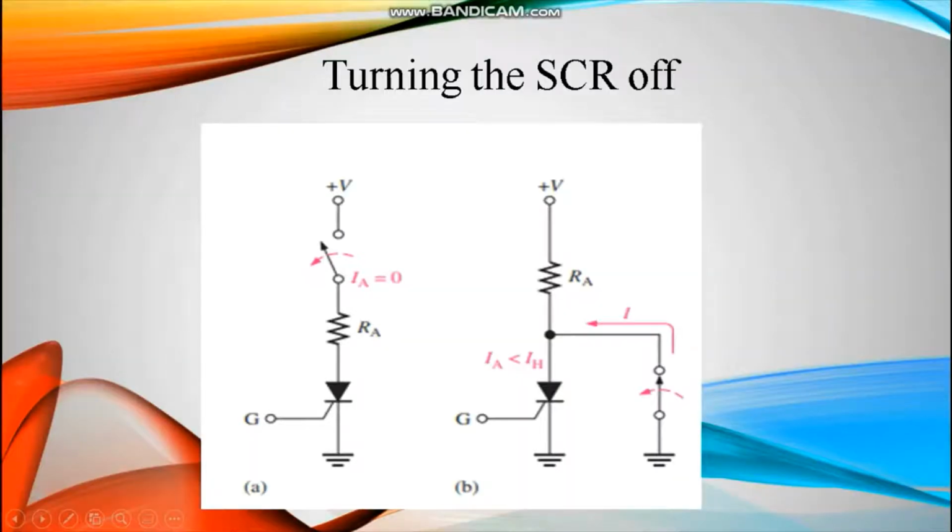Now I will explain how to turn the SCR off. Although the gate current is removed, the SCR is still operating and it stays in the forward conduction region. The only way to turn off the SCR is reducing the current that is flowing in from anode to cathode in SCR until a value lower than holding current. So SCR can be turned off when the current in it is below the holding current. There are two methods to turn off SCR: anode current interruption and forced commutation.